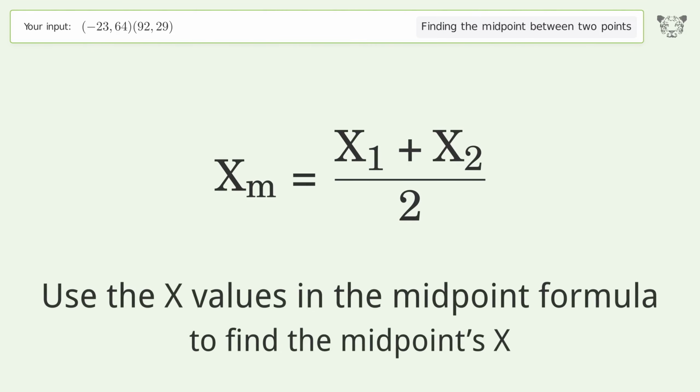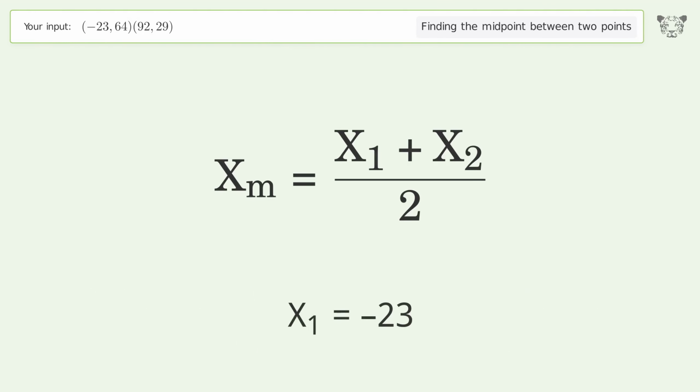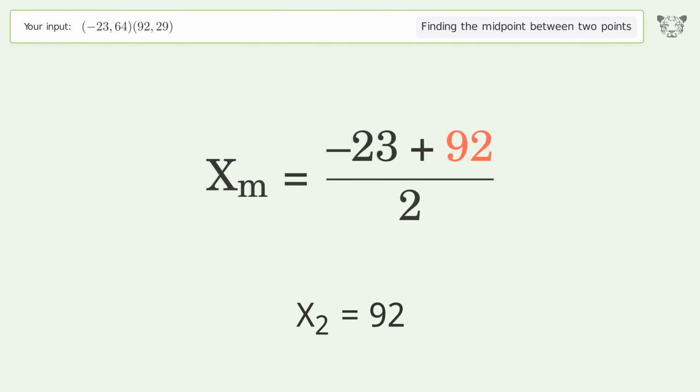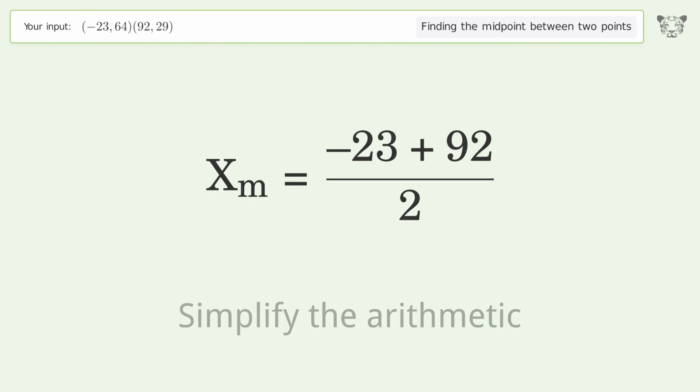Use the x values in the midpoint formula to find the midpoints x. x1 equals -23. x2 equals 92. Simplify the arithmetic.